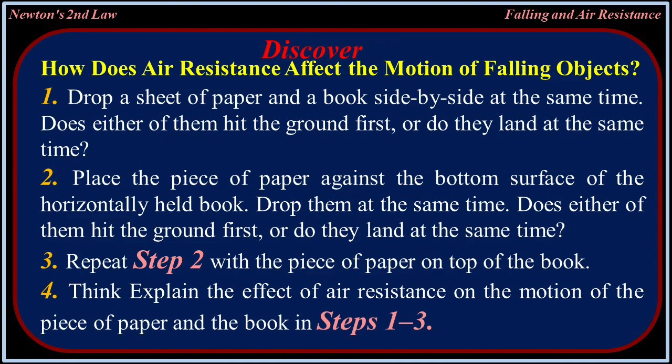Drop a sheet of paper and a book side by side at the same time. Does either of them hit the ground first, or do they land at the same time? Place a piece of paper against the bottom surface of the horizontally held book. Drop them both at the same time. Does either of them hit the ground first, or do they hit the ground at the same time? Repeat step 2 with a piece of paper on top of the book. Explain the effect of air resistance on the motion of the piece of paper and the book, steps 1 through 3.